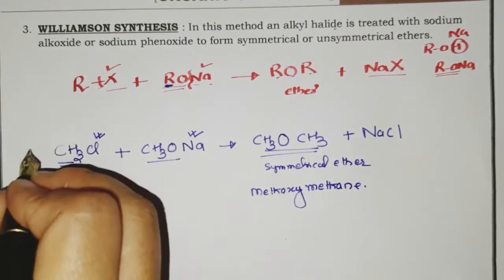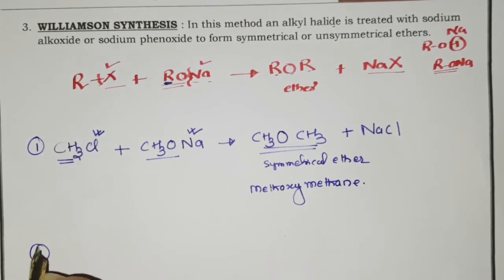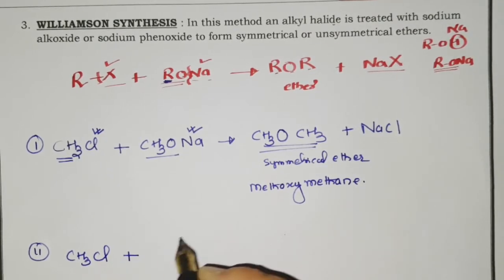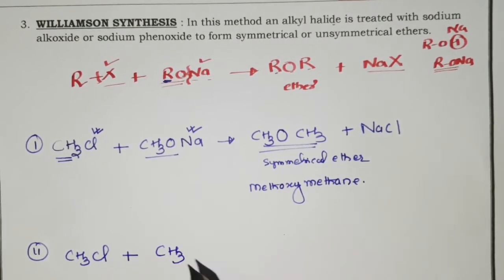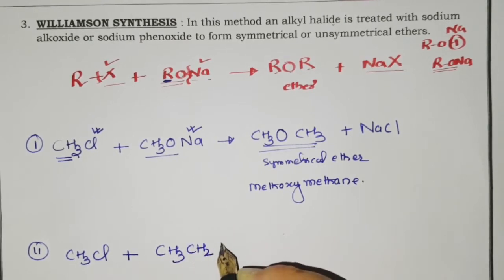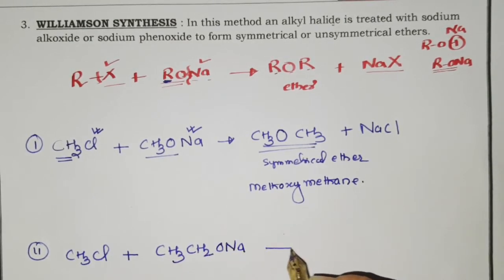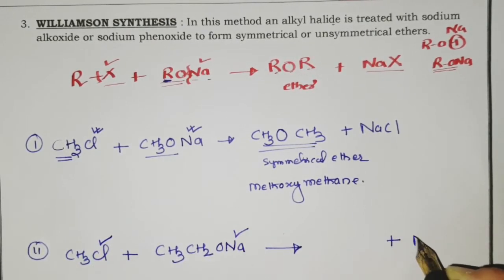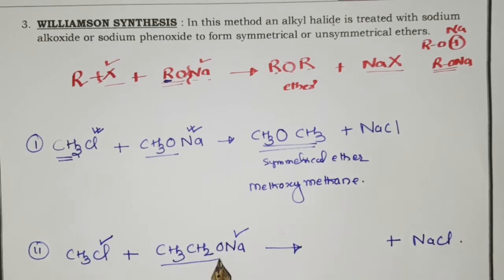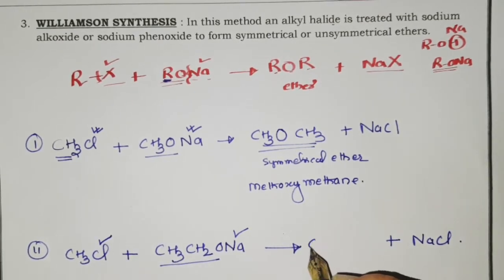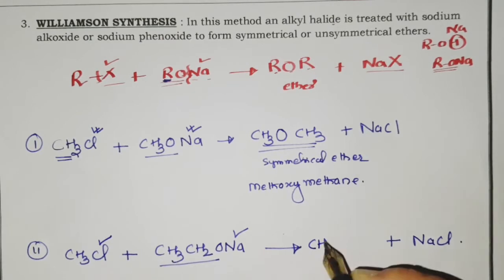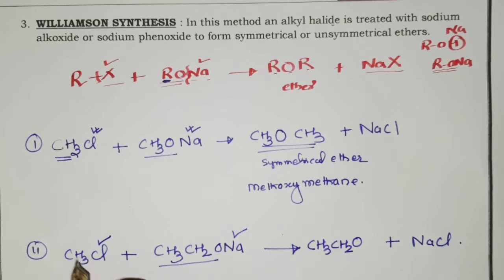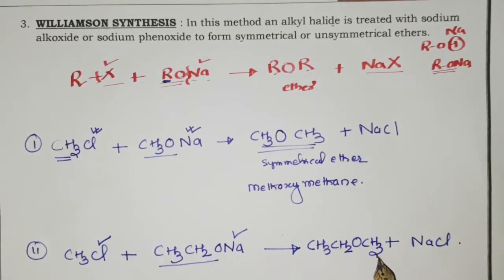Again, Williamson's synthesis: the alkyl halide reacts with an alkyl alkoxide. So let's take this alkoxide. What happens is the sodium and chlorine will be removed as NaCl. First write down your alkoxide, CH3CH2O, then your methyl group, which is CH3.